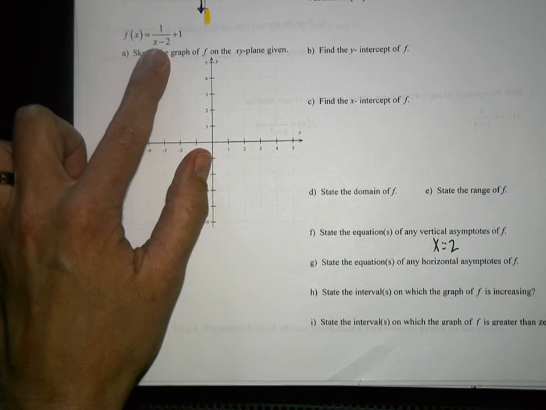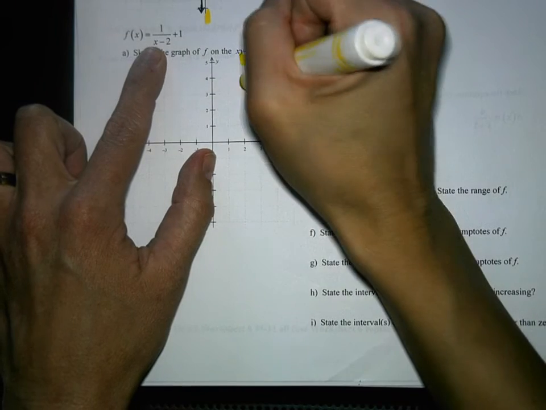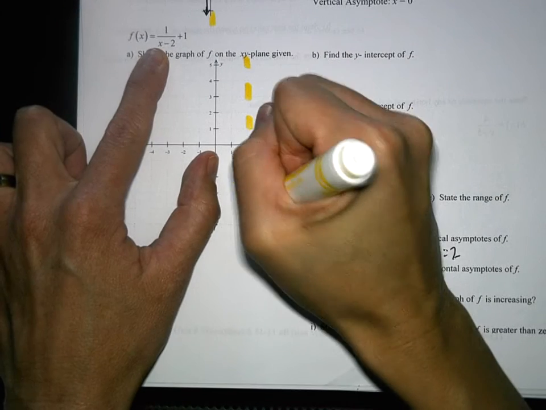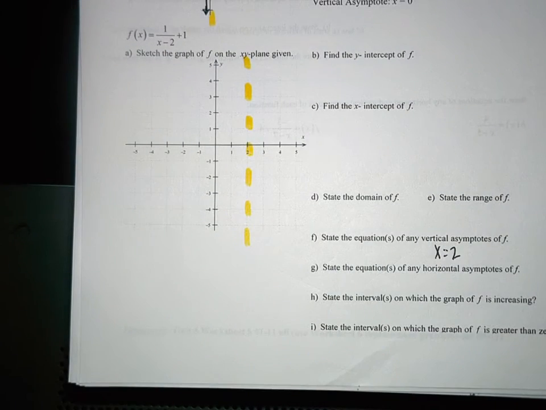I'm going to use a highlighter to draw this in. You can just do a dotted line. If you want to grab a highlighter from me, you can. There's some in the pencil box.